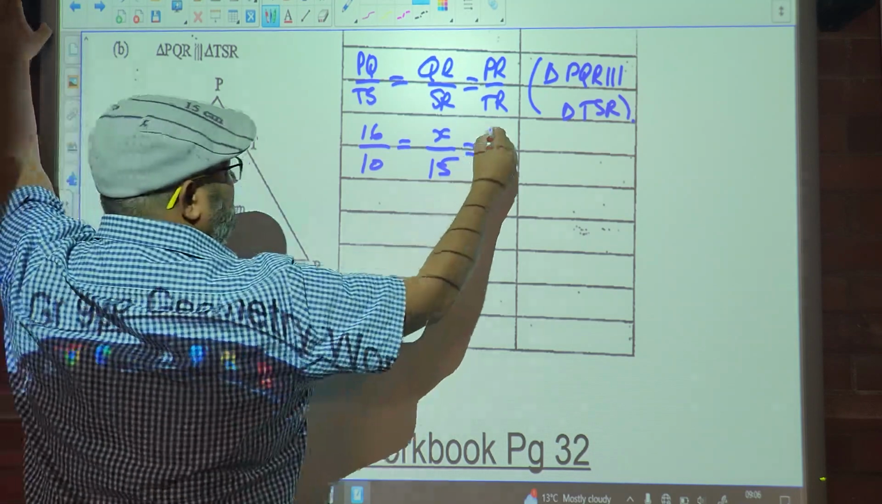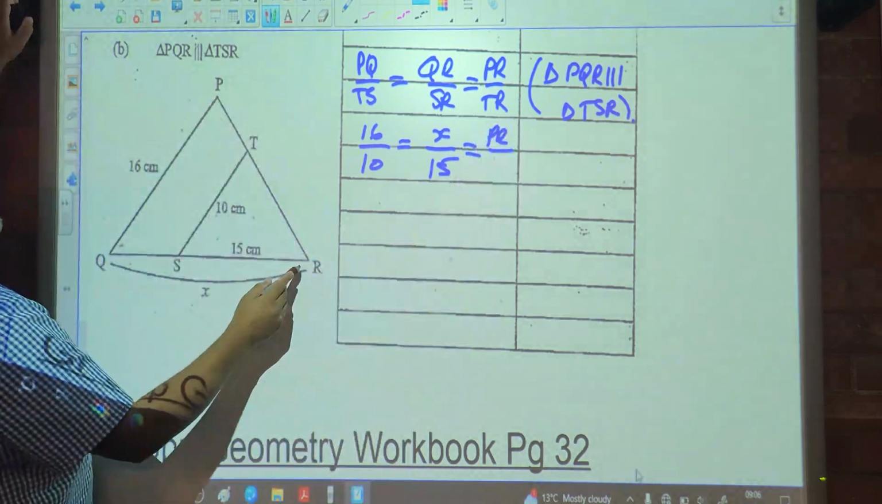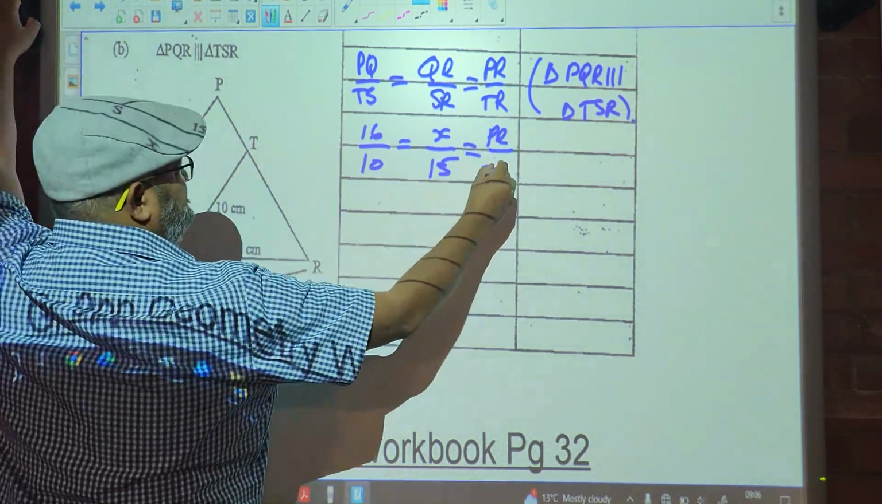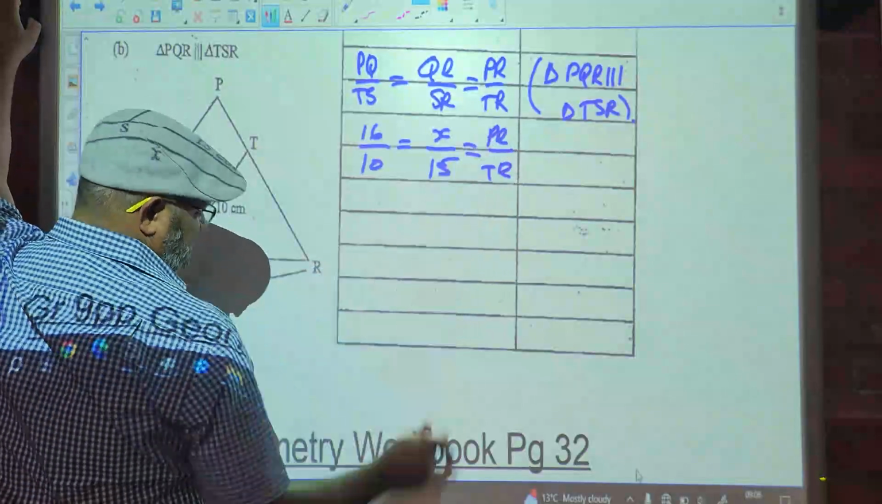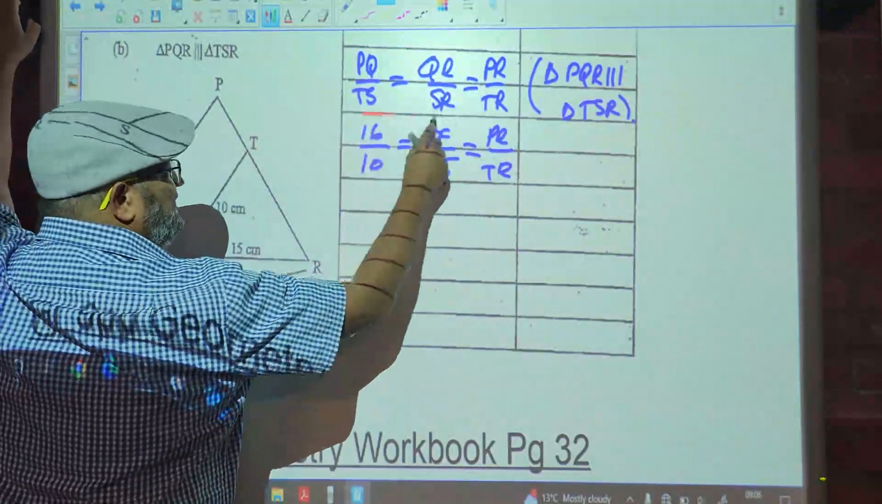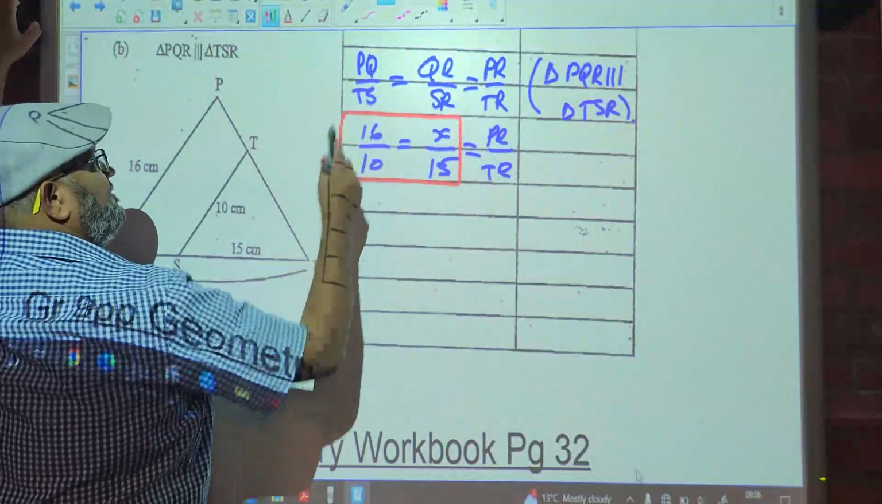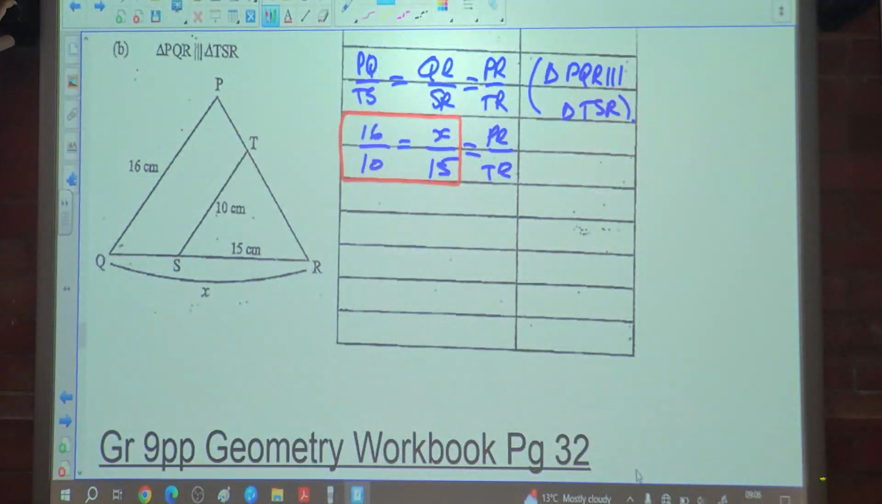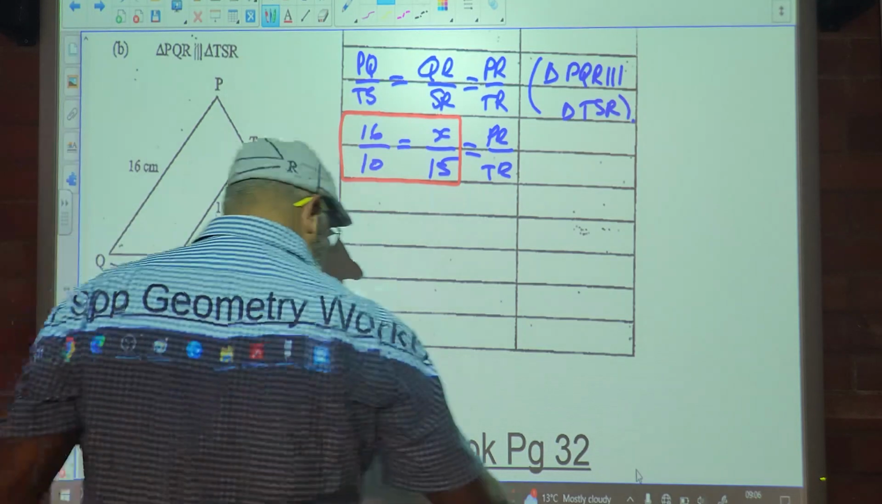unknown over TR unknown. But do I need this? No. That's all I need. Why? Because the question says if the triangles are similar, solve for X and Y. So how do I solve for X here?